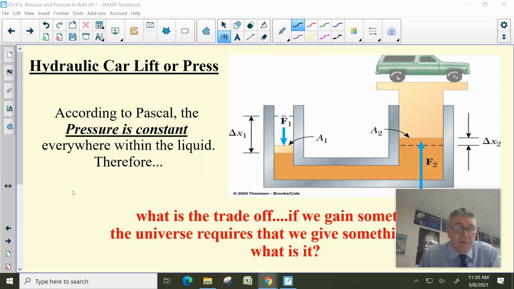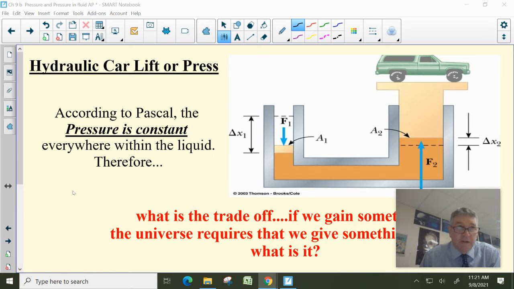So if you think about it, take a second to think about this, and just kind of give way in the picture. What's the trade-off? And if you think about it, there's no law of conservation of force, but there is conservation of energy. And obviously you heard that last year, but conservation of energy is also conservation of work. Remember the work energy theorem.